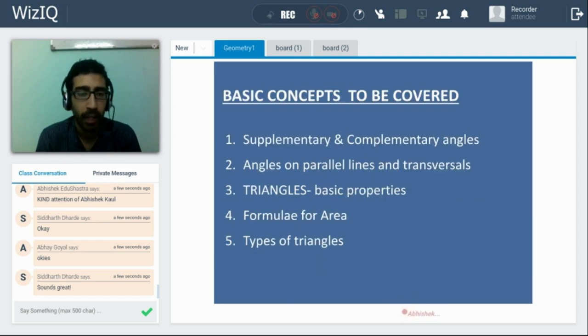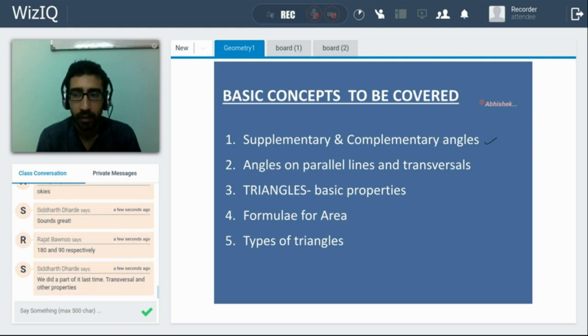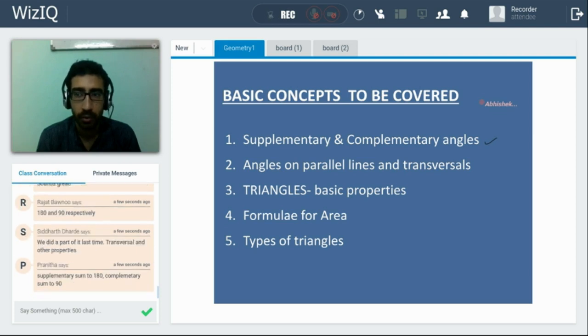So, lines and angles, supplementary and complementary angles. What are supplementary and complementary angles? I would love to hear from you. What are supplementary and complementary angles? I'm giving you audio control. Feel free to say whatever you want to say through the audio controls.